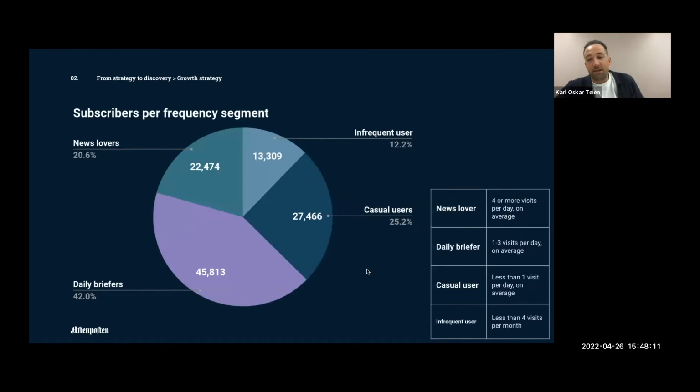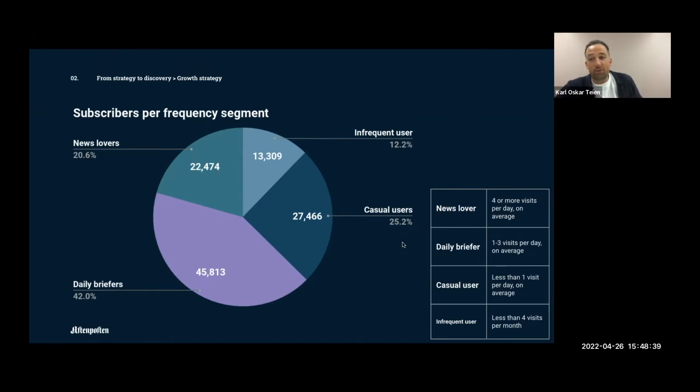We started dividing up the users in terms of frequency segments because I think this came from a BBC study at some point. I think it was Reuters Institute actually that did kind of a piece of work on this and trying to understand users based on these segments that describe their frequency. So in the bottom right corner, you'll see that we have created these different segments based on how often they visit the front page.